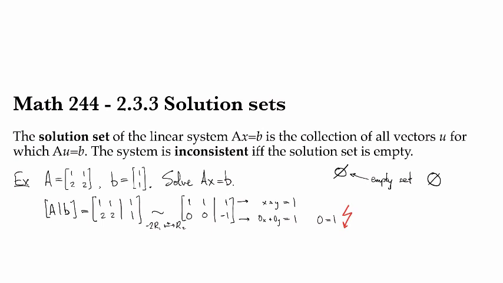So that means that there are no solutions to this system. So the conclusion is that the system is inconsistent.